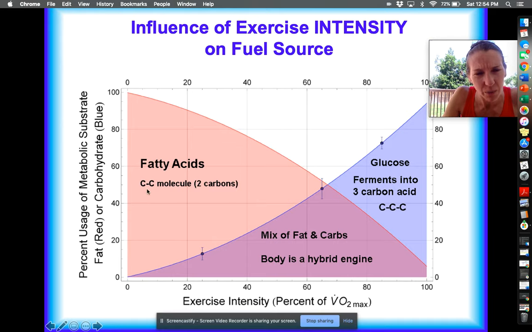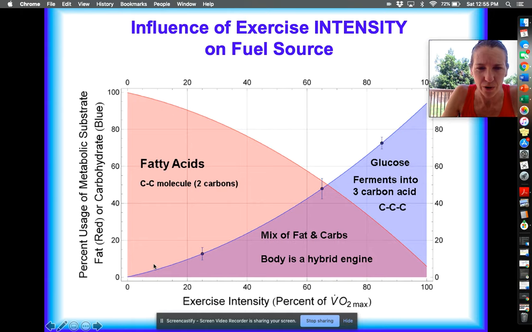And as you work harder and harder, you start to see that, okay, the carbs start coming into play, more and more carbs start coming into play. And then again, this depends on training, but it's around 70% of a person's VO2 max. You switch over and you start predominantly using carbs, predominantly using sugars. The reason for that is that you can make ATP faster by breaking down glucose than you can by breaking down fatty acids. So in other words, when you are working hard, you need that energy faster.